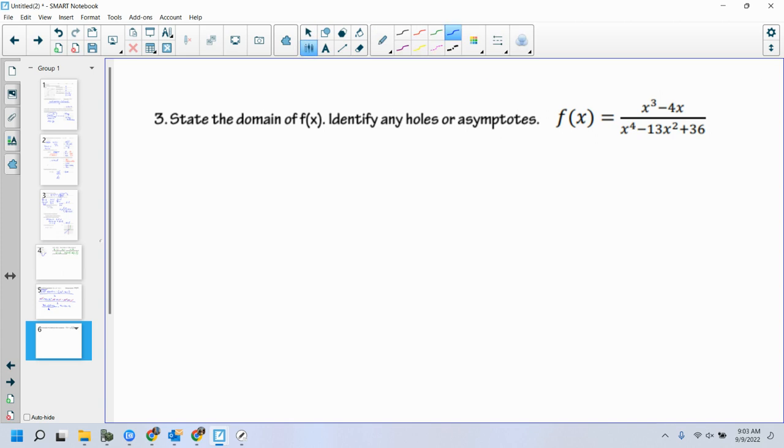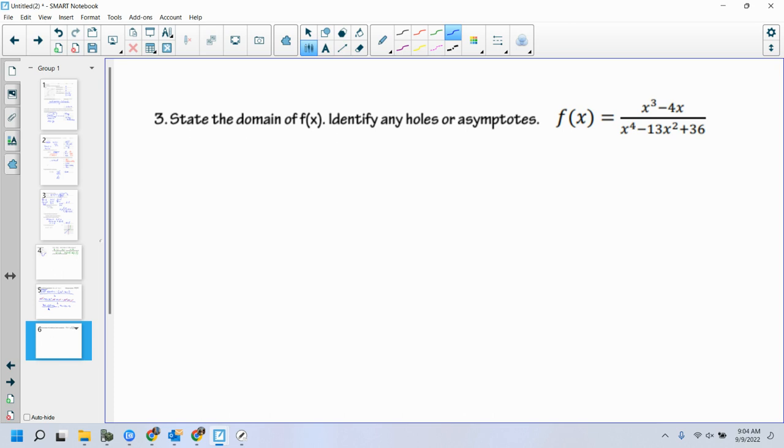It's on the practice test, so you better know how to do this. All right, state the domain of f of x and identify any holes or asymptotes. Can somebody tell me what restricts the domain in a rational function? The denominator, right? The denominator restricts the domain in a rational.